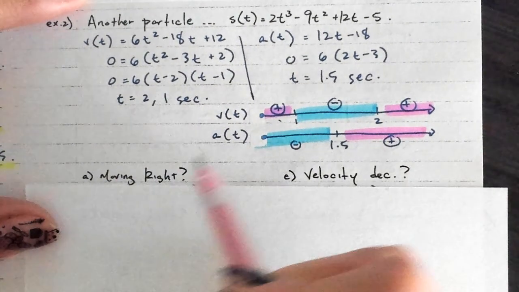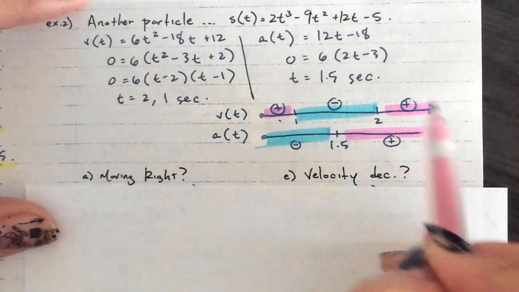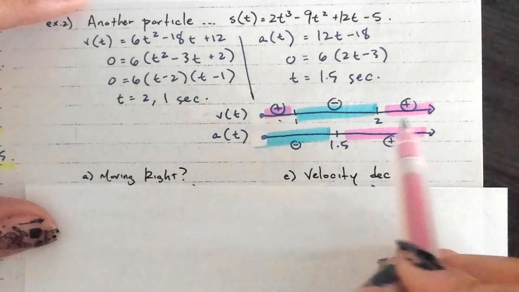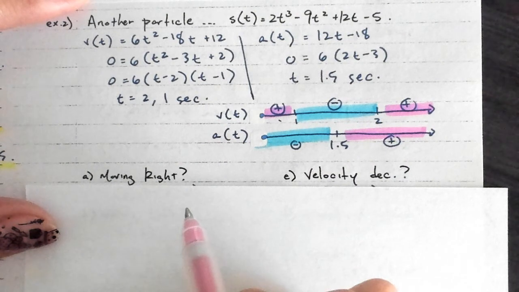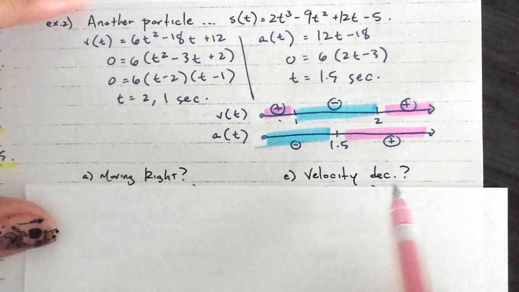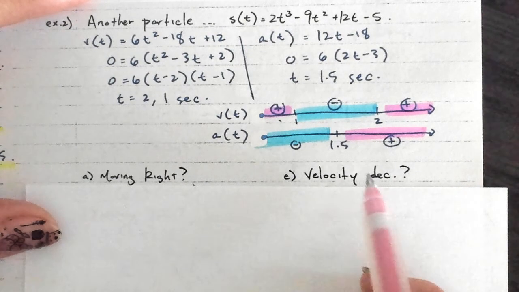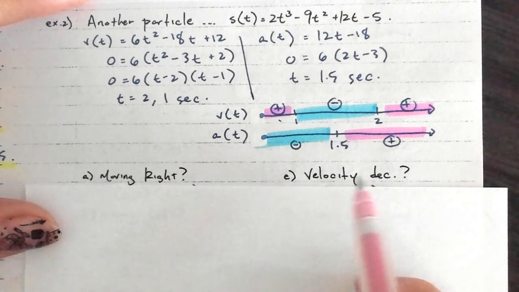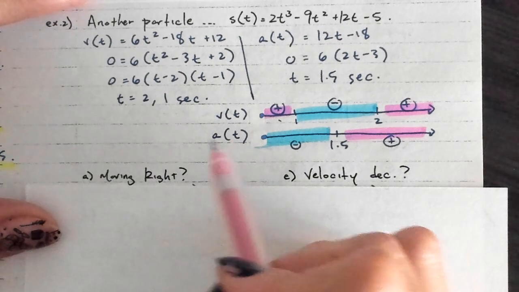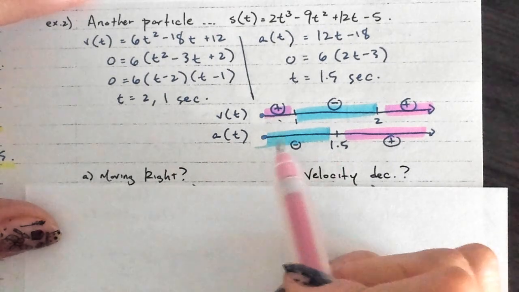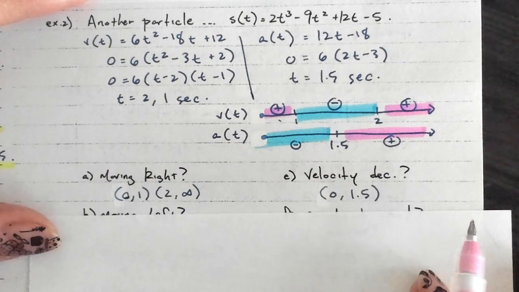When am I moving to the right? Between here and here. So 0 to 1, 2 to infinity. Be careful of how you write it. I'll show you in a second. When is the velocity decreasing? Velocity is decreasing when the slope of velocity is negative. The slope of velocity is acceleration. It's negative between 0 and 1.5.